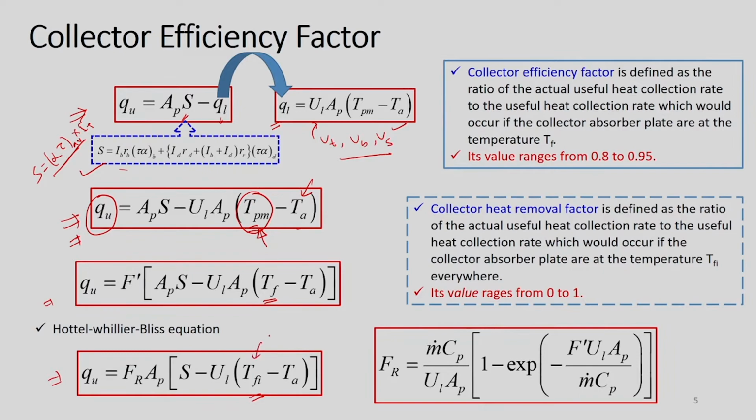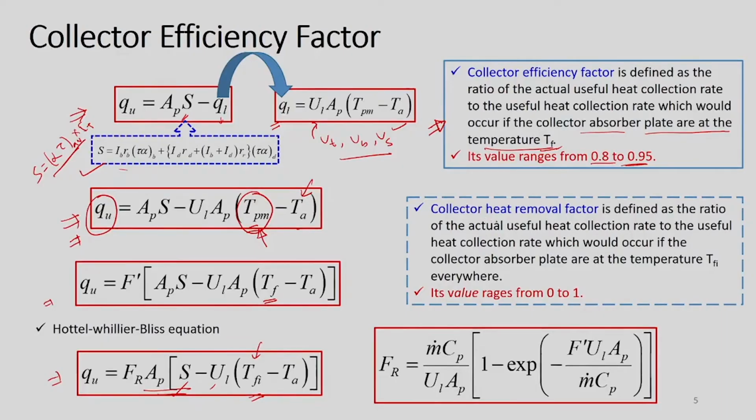So, once we know this TFI, of course, straight away we can calculate what will be the QU if we know the other parameters, UL and S. This F dash is nothing but collector efficiency factor, which is defined as the ratio of the actual useful heat collection rate to the useful heat collection rate which would occur if the collector absorber plate were at the temperature of TF. This is the definition of collector efficiency factor, and its value ranges from 0.8 to 0.95.